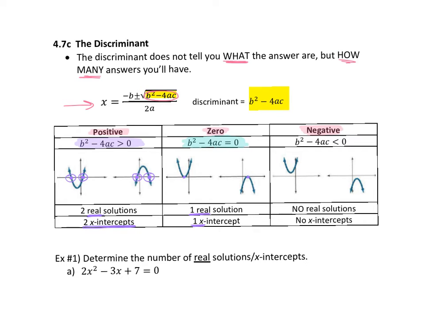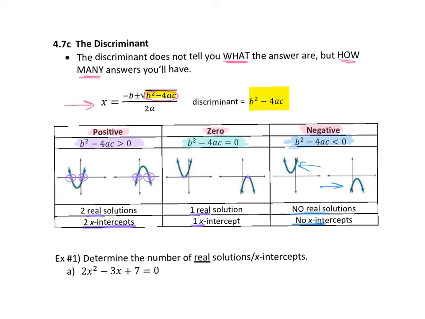Last one. If your b squared minus 4ac is a negative number, notice what happens. There is no point on either one of these graphs. Not a single point hits your x-axis. So you will have no real solutions, which means you have no x-intercepts.